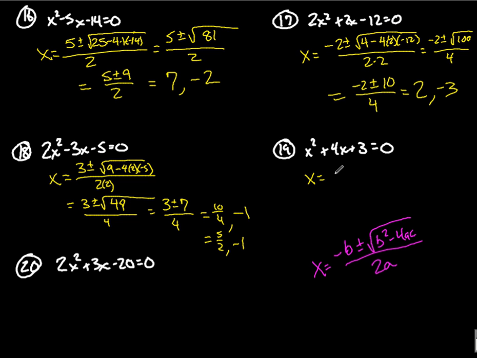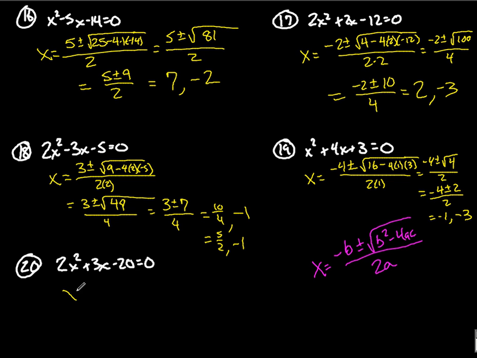Number 19, x will equal negative 4 plus or minus the square root of 4 squared minus 4 times a times c, all over 2a. So, negative 4 plus or minus, on the inside, 4 times 3 is 12. 16 minus 12 is 4, all over 2. The square root of 4 is 2. So negative 4 plus or minus 2 all over 2. That means if I add, I'll have negative 2 divided by 2, which is negative 1. If I subtract, negative 4 minus 2 is negative 6, divided by 2 is negative 3.